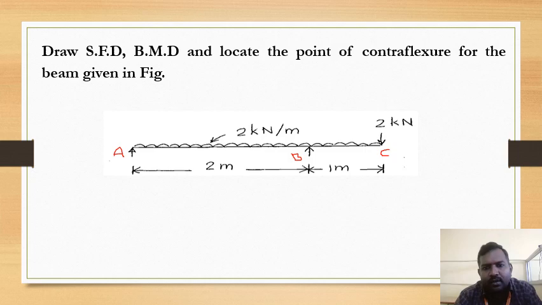The beam is loaded with a uniformly distributed load of 2 kN per meter over a length of 3 meters, and another point load of 2 kN magnitude at point C. So these are the two loads acting on this overhanging beam. We are going to solve for this loaded beam, plot the shear force diagram and bending moment diagram, and evaluate the point of contraflexure.